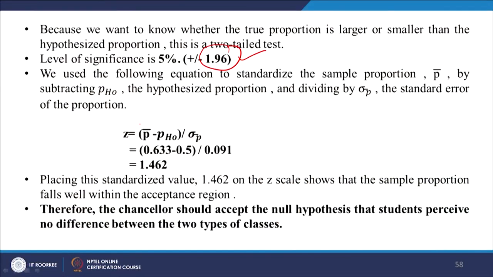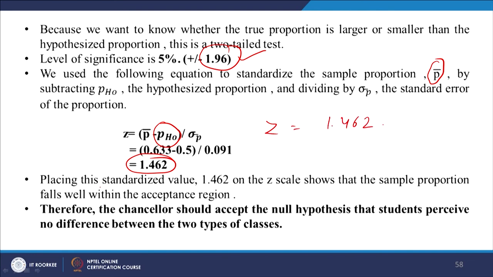Now z is equal to, what is the equation? We use the following equation to standardize the sample proportion p bar by subtracting p0. This is the observed value, and you compare it with the hypothesized one. So, p bar minus p0, the hypothesized proportion, divided by the standard error of proportion gives me a value of 1.462. So, the z value that we calculate is 1.462.